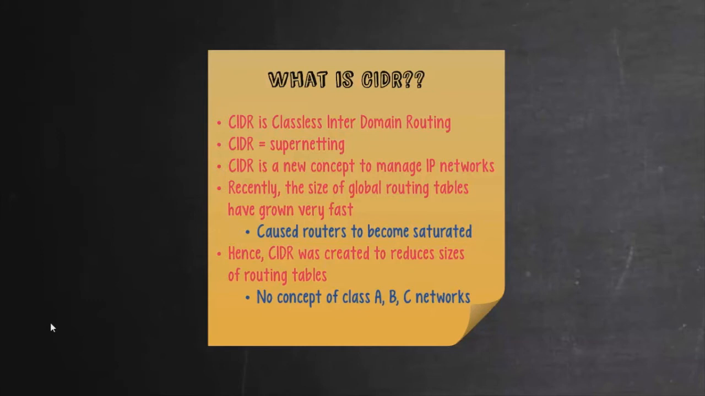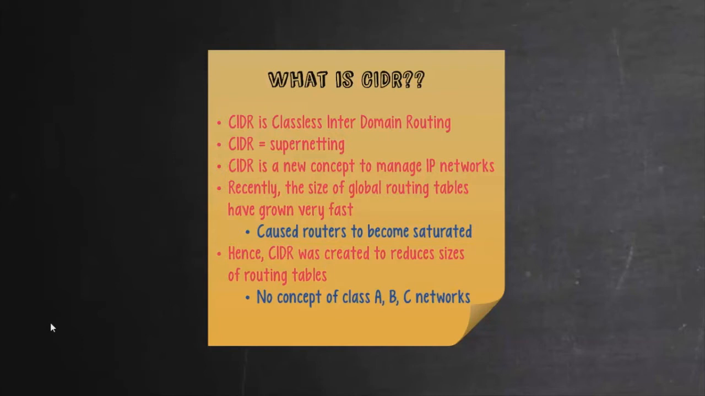CIDR is a new concept to manage IP networks. Recently, the size of global routing tables has grown very fast, so it can cause routers to become saturated. Hence, CIDR was created to reduce the sizes of routing tables. So there is no more concept of class A, B, or C network in CIDR.